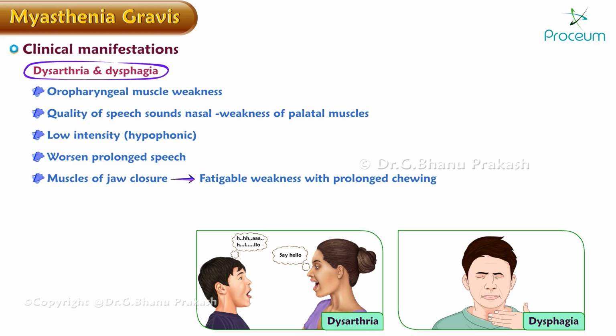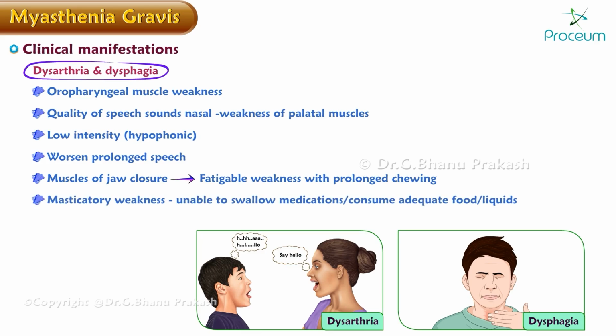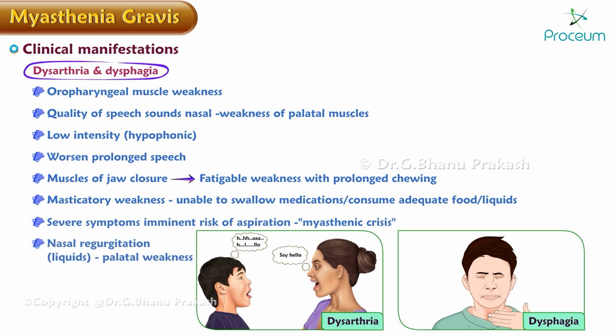Dysphagia may be prominent in patients with dysarthria or masticatory weakness. Patients may be unable to swallow medications or consume adequate food or liquids. Severe symptoms with imminent risk of aspiration may produce a myasthenic crisis. Nasal regurgitation, particularly of liquids, may occur due to palatal weakness.